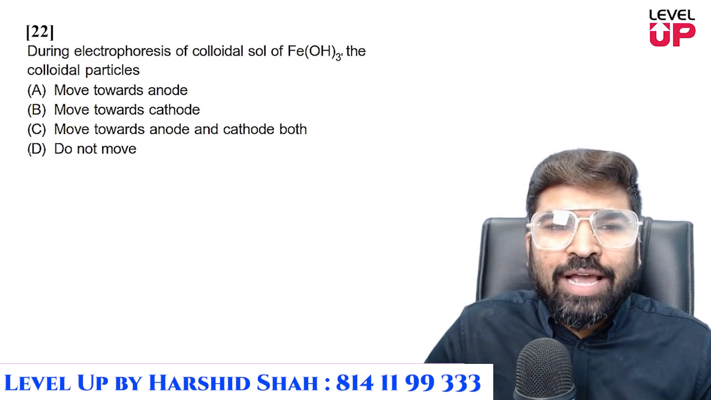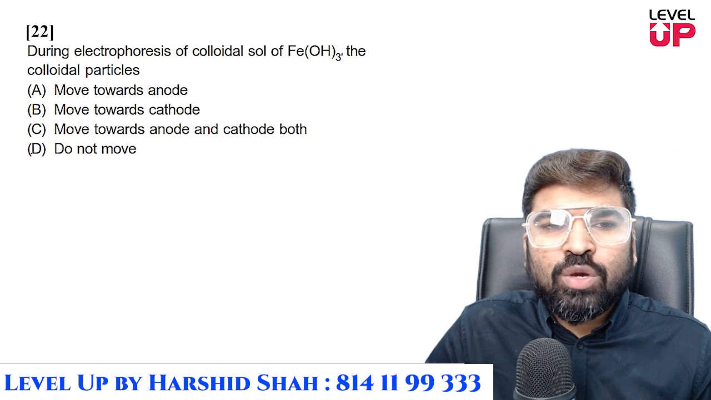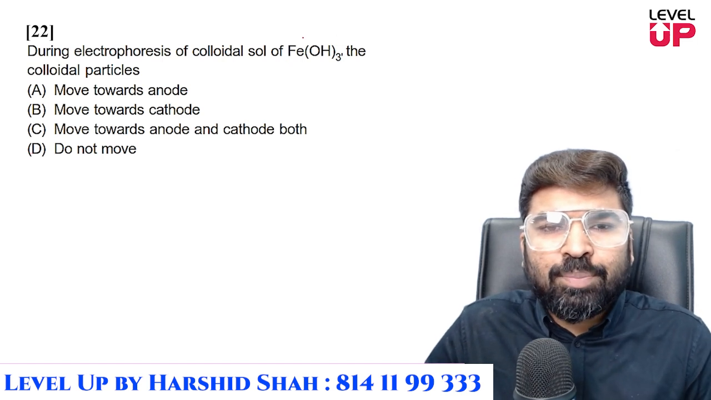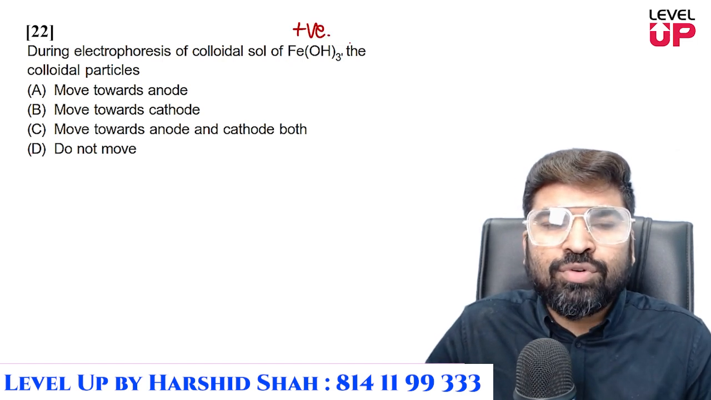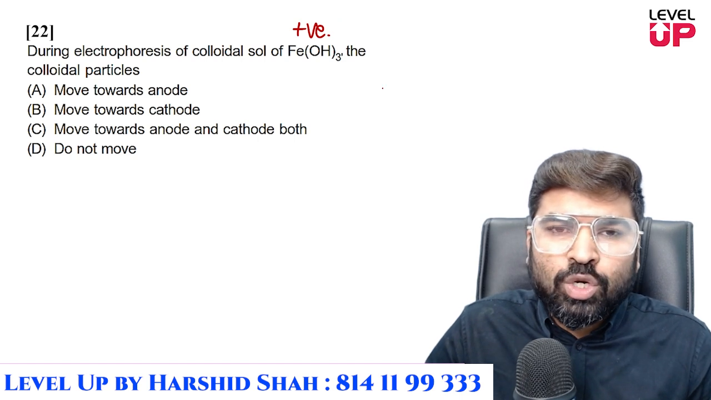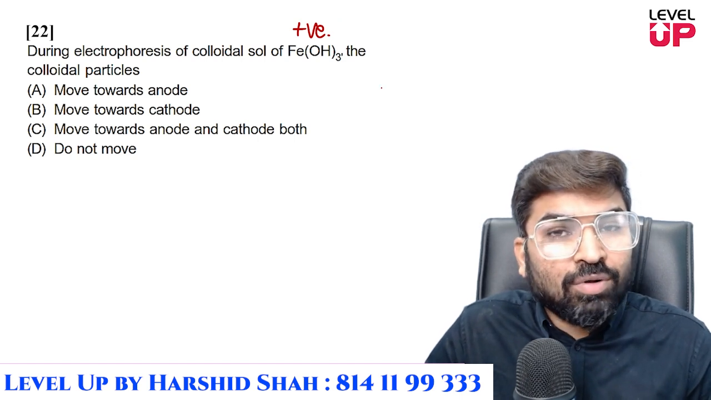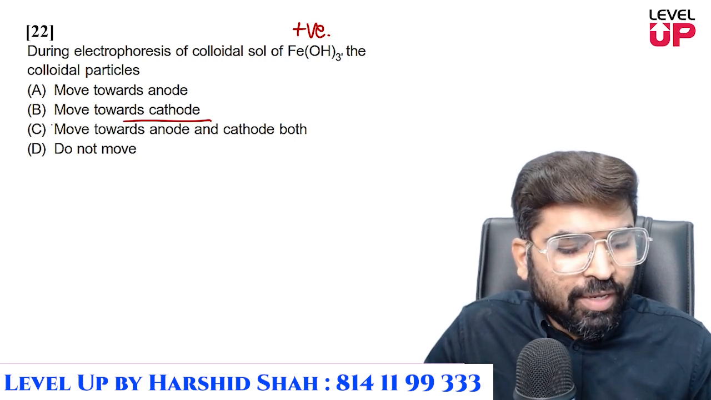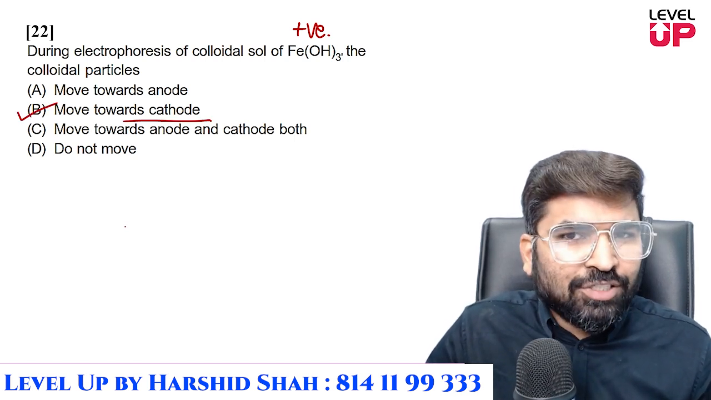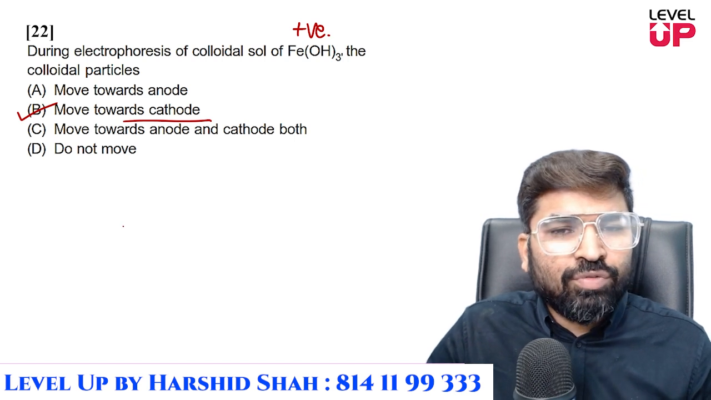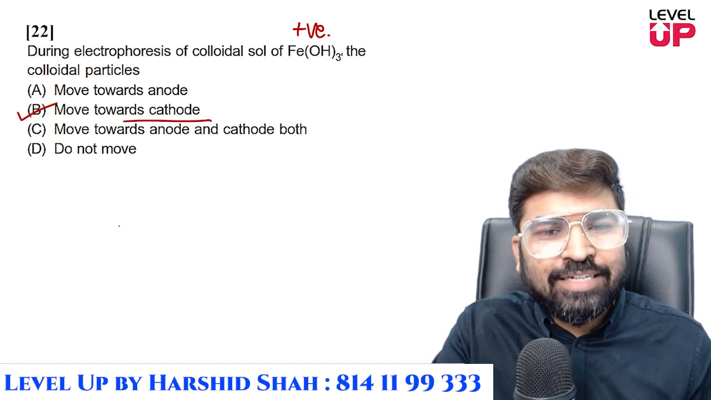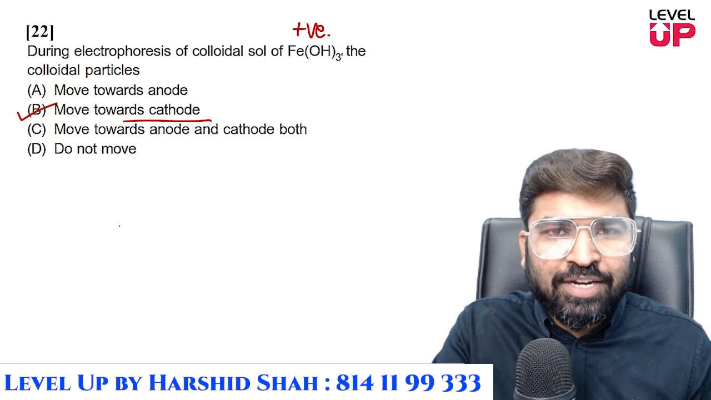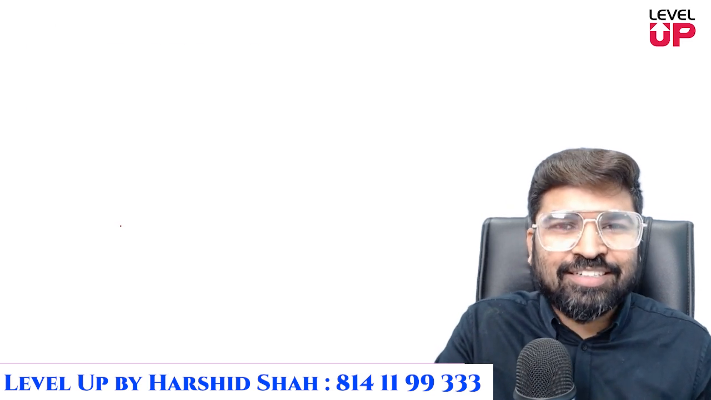During the electrophoresis of the colloidal sol, Fe(OH)3 particles are positively charged particles, so they move towards the negative electrode. Now remember which negative electrode: they move towards the cathode, because what we are doing is basically electrolysis. So don't go for electrochemical cells negative, it is electrolytic cells negative, right?